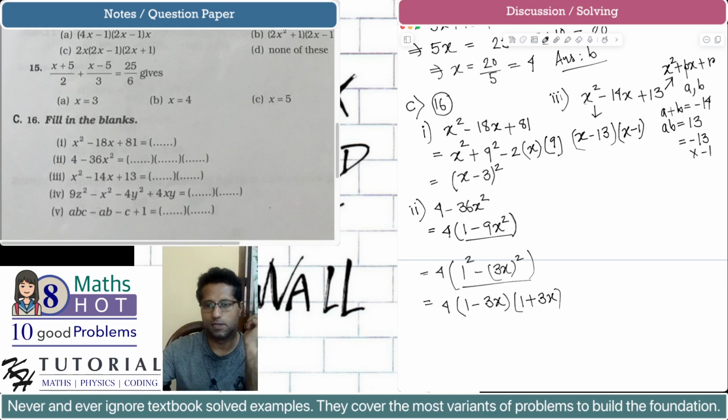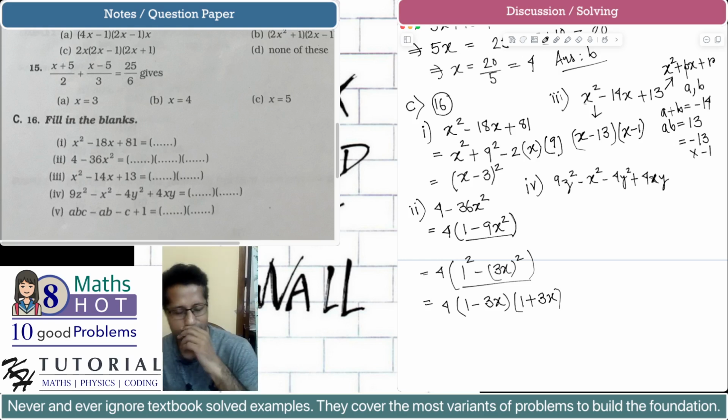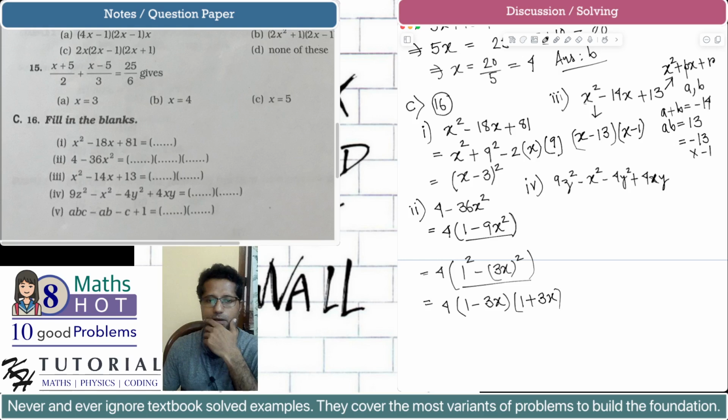Okay, let's do part 4, which is 9z square minus x square minus 4y square plus 4xy. Now, this is a little complex polynomial having 3 variables x, y, z. But first you have to see if you see any square terms, you have to first see whether you are getting the form a square plus b square plus twice ab or a square plus b square minus twice ab.